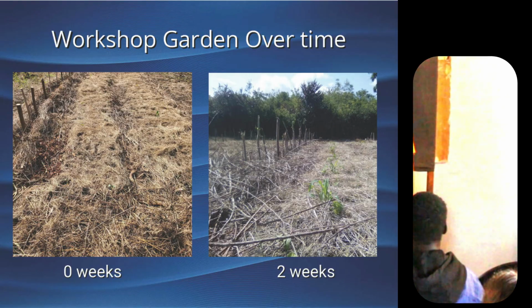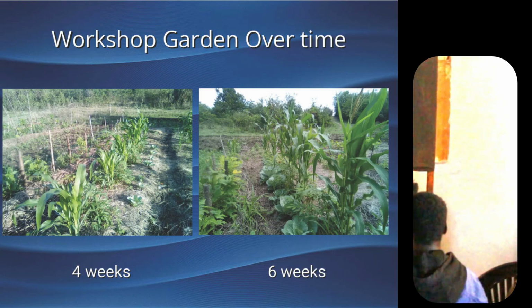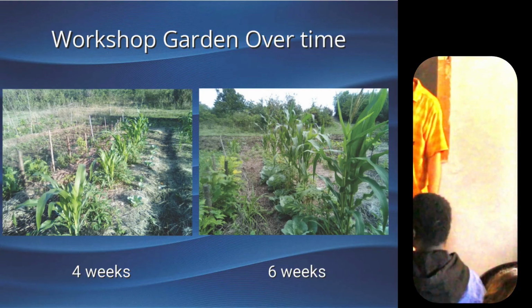And at 2 weeks, you can see we already have some corn, and some of the sticks are starting to grow. Let's go through the progress here a little bit. At 4 weeks, the corn is growing better. There's some cabbage, beans. Look how it is at 6 weeks. I think the next image is 7 weeks. It's really taking off.